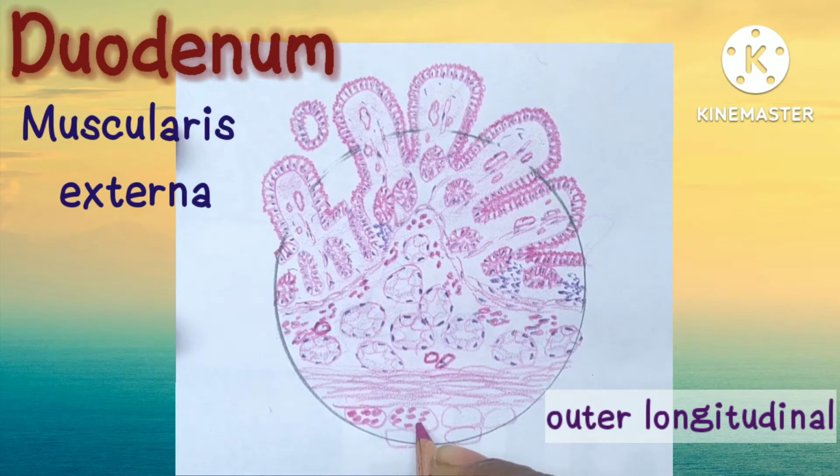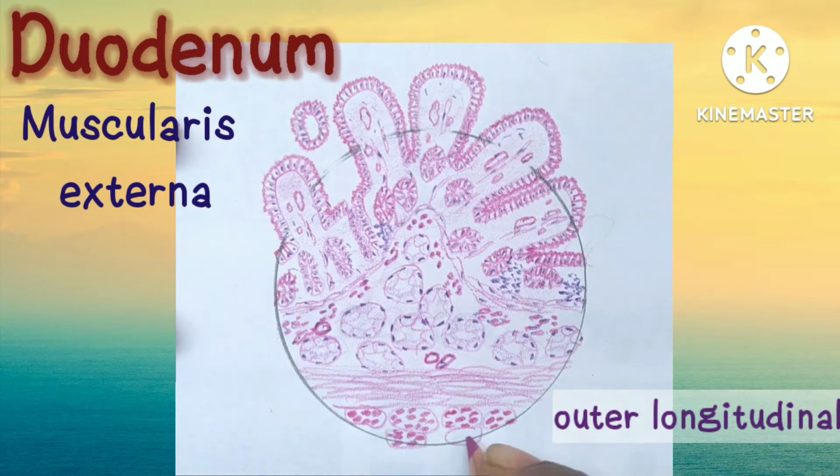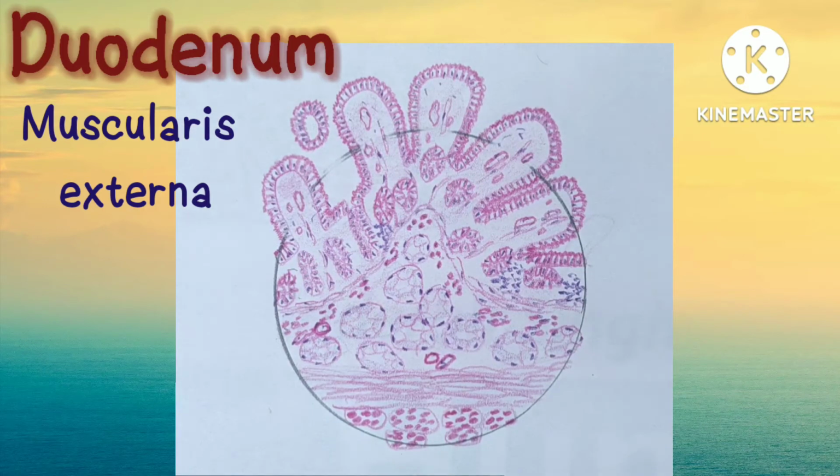So the circular and longitudinal muscle. Keep the nuclei also properly. This is the muscularis externa.